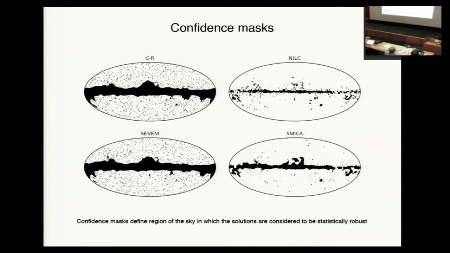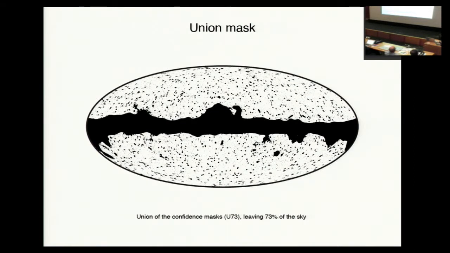Each of the methods also provided us a mask. This is what we call a confidence mask, which is based on each individual method's assessment of the statistical robustness of the solution. They've been defined with various degrees of conservatism. So the Commander-Ruler and template fitting masks are more conservative than the masks provided by NILC and SMICA. And in the analysis, in the rest of this talk, we actually use the union of these masks, so this leaves 73% of the sky for the analysis.